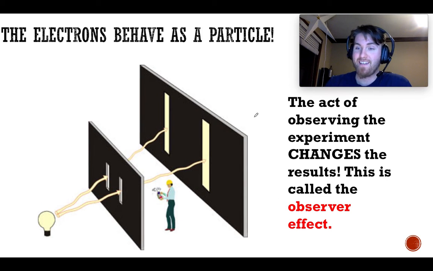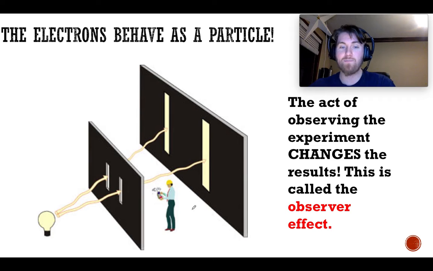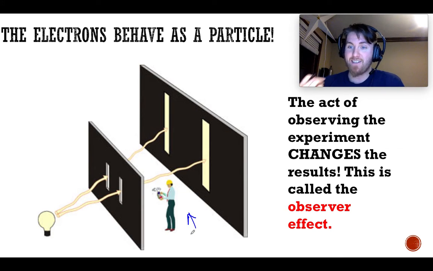And what they got is that the results changed. The electrons then behaved as a particle once they put something in between them. The very act of looking at this particle changed the way in which it behaves. This is called the observer effect, and it's one of the most fascinating things in physics. You specifically looking at it changes the way in which it behaves.